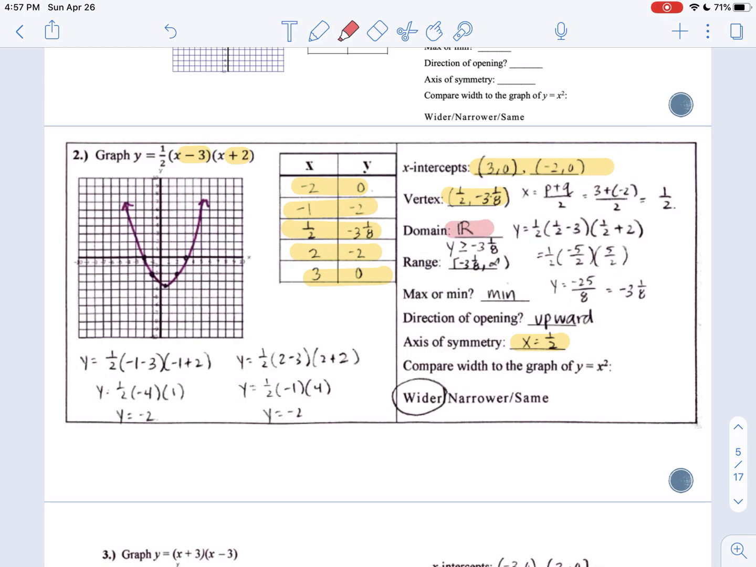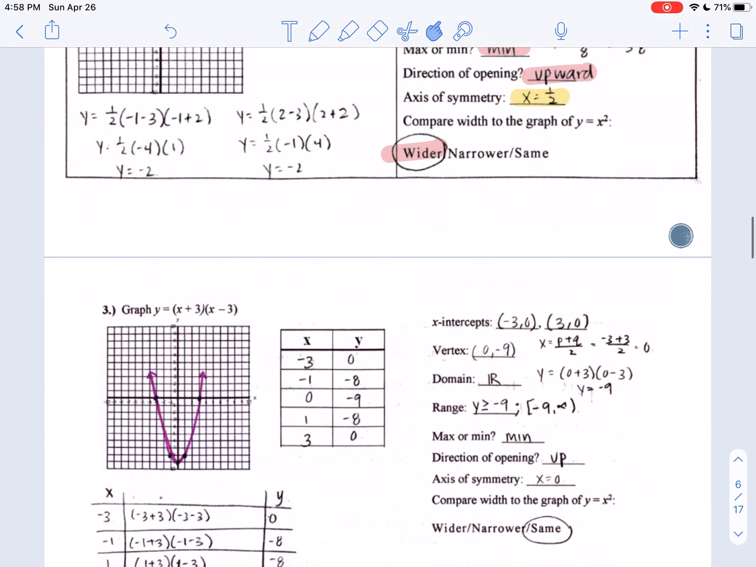We know my domain is all real numbers. My range in set notation is -3 1/8 inclusive all the way to infinity. My vertex was a min. The direction of the opening was upward. And this, compared to the graph of my parent function, is wider because my a value was 1/2. Okay, so this was a vertical compression.